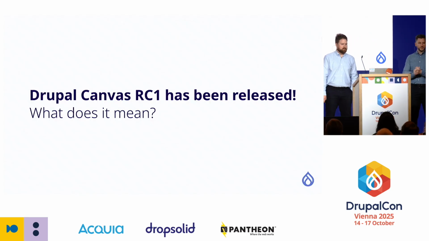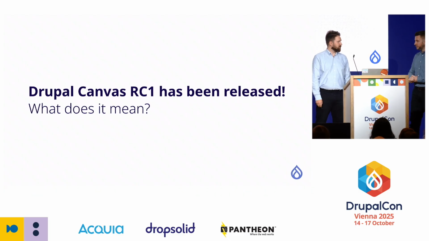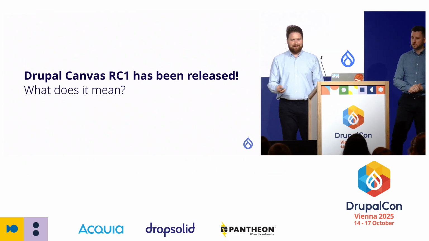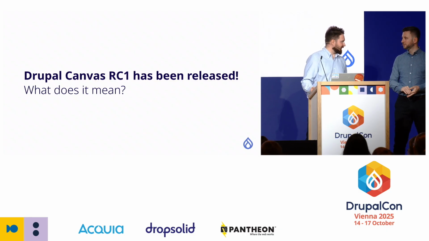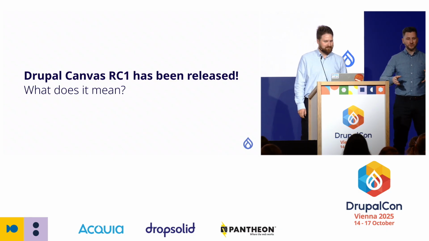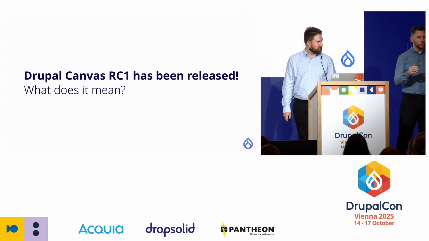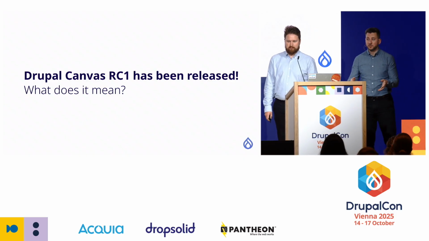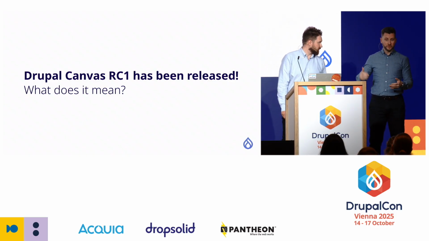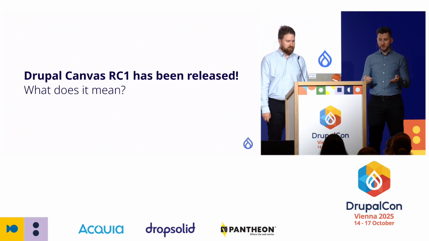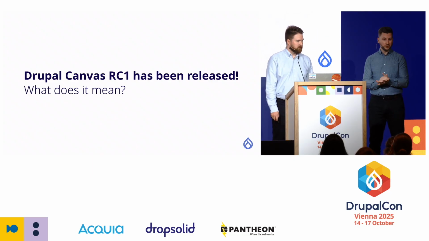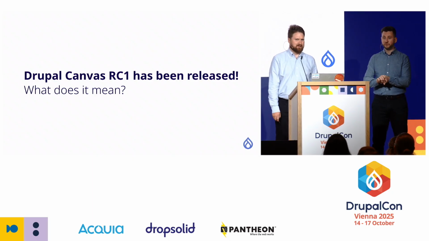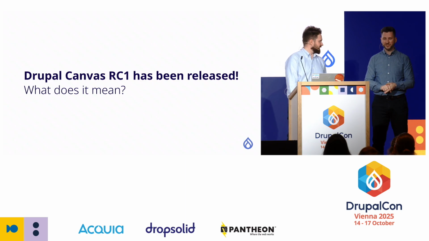OK, so release candidate 1 has been released. What does this mean? It means that it's time to really start testing Drupal Canvas. But it's not really ready for production use yet. You can start building your site. You saw in November, there will be a stable release. Until then, Canvas is not under the security advisory. So any potential security problem will be fixed in public. And that's why you shouldn't run a production site yet.